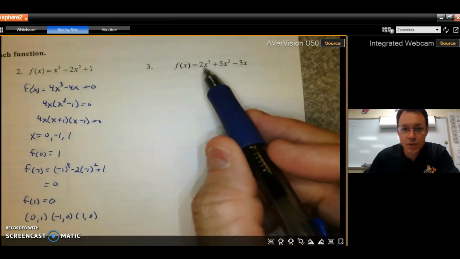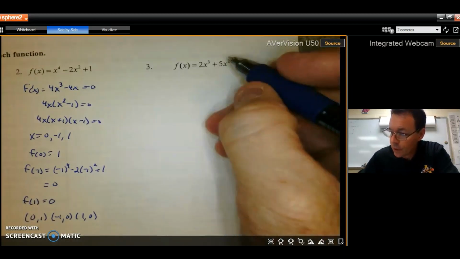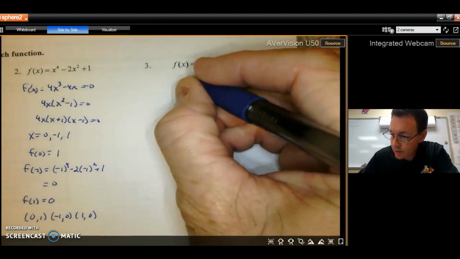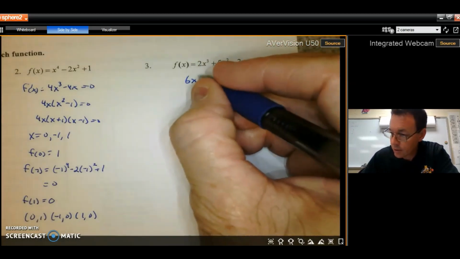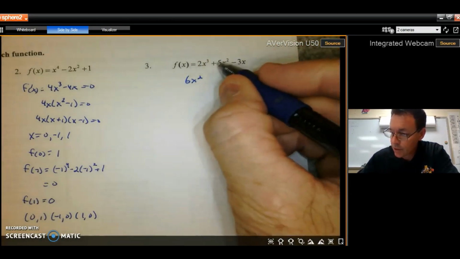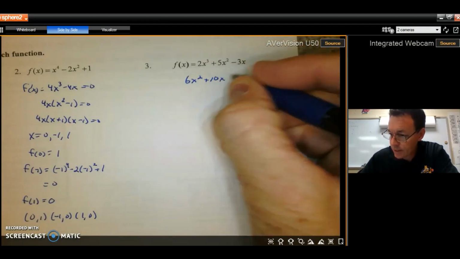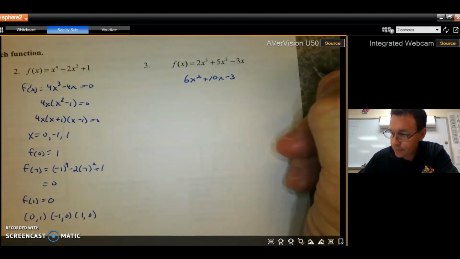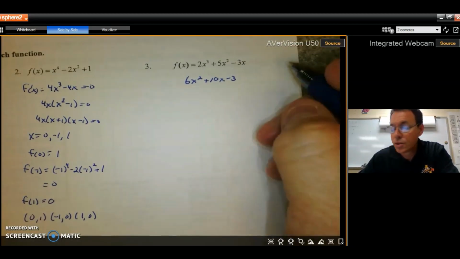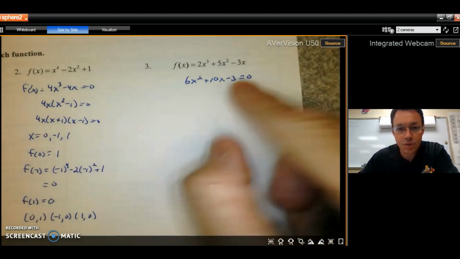So again, my first step is I need to find the derivative. So we're going to take 3 times 2, 6x. We're going to reduce that by 1, so that'll be squared. Then we're going to take 2 times 5, that's 10. Reduce that by 1, that's x. And then 1 times negative 3, and that's it.